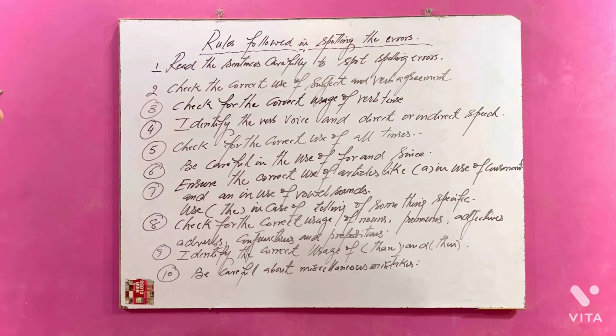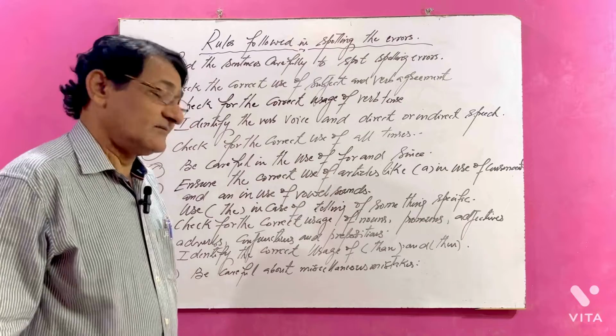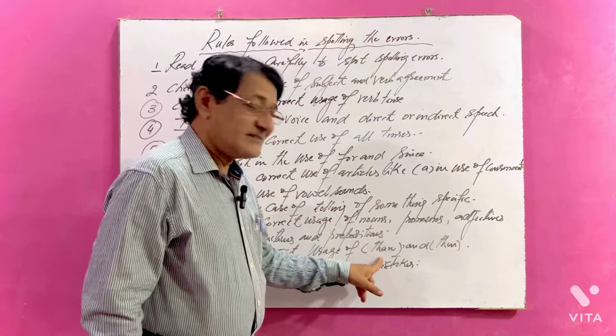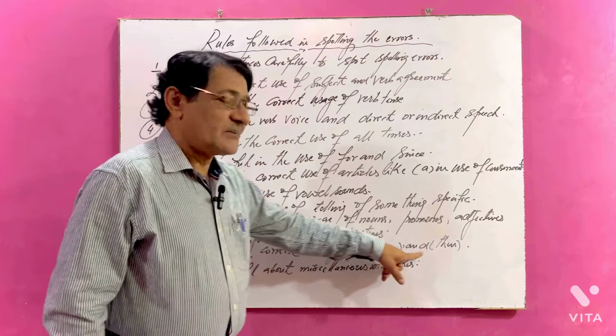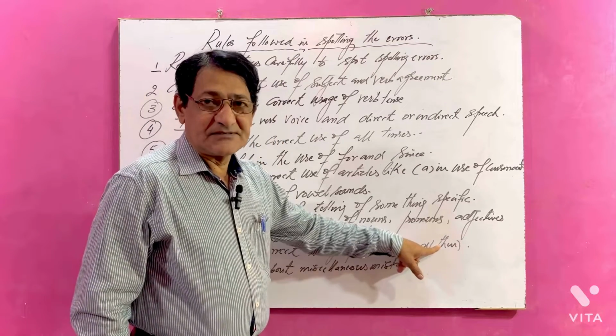Number 9, identify the correct use of than and then. Here, THAN, this THEN. Sometimes it becomes really perplexing to know about these differences in a sentence.